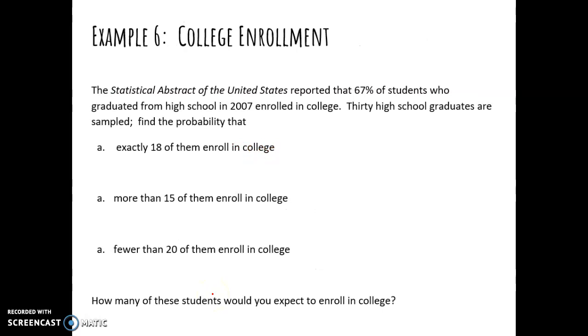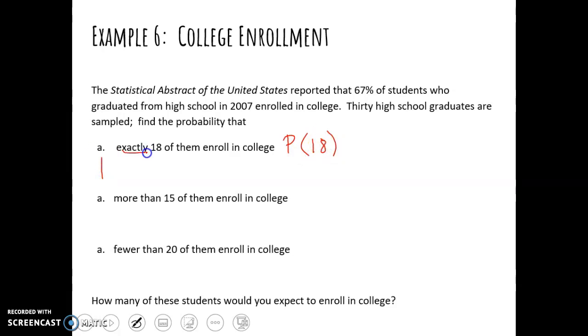Alright, so let's look at some questions. The Statistical Abstract of the United States reported that 67% of the students who graduated from high school in 2007 enrolled in college. 30 high school graduates are sampled. Find the probability that exactly 18 of them enroll.